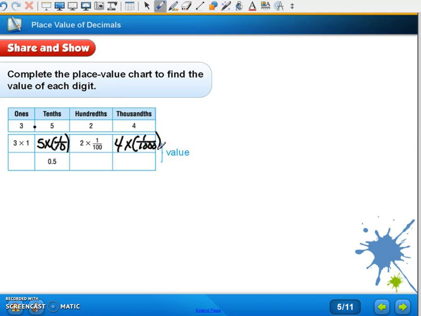Okay, then we're going to write it in decimal form. So just 3. This would be what you would do if it said show the value of the 2 in 3 and 524 thousandths. You would just show the value of the 2. If they wanted the value of the 4 in 3 and 524 thousandths, then you would show just the value of the 4.